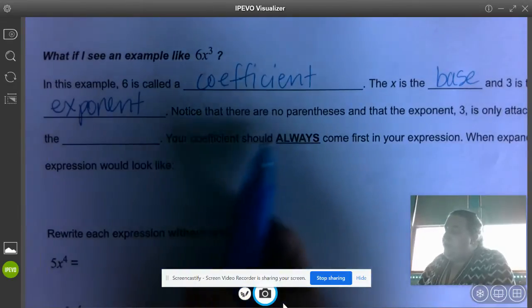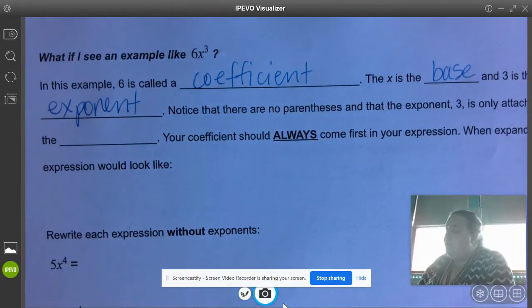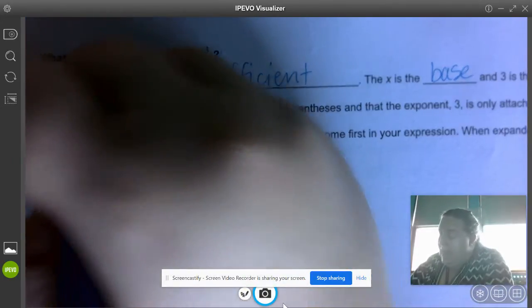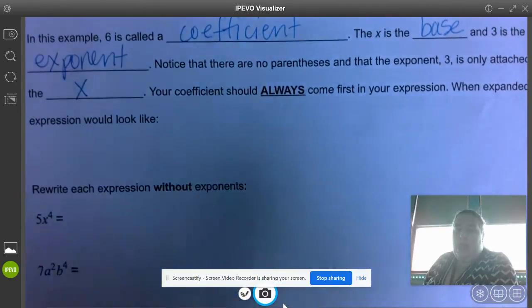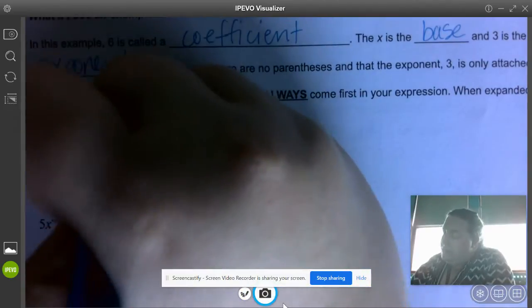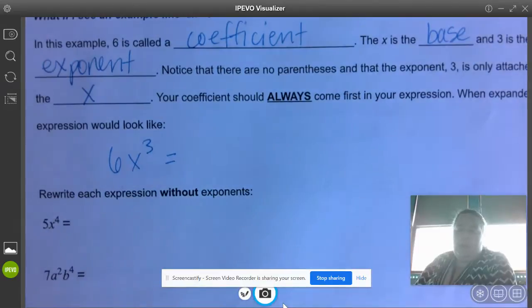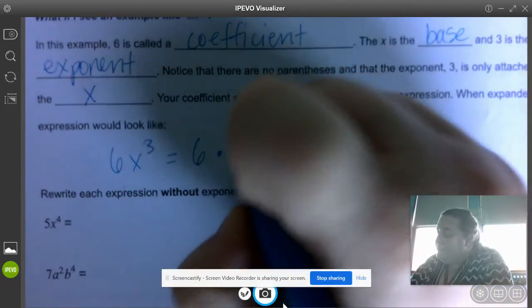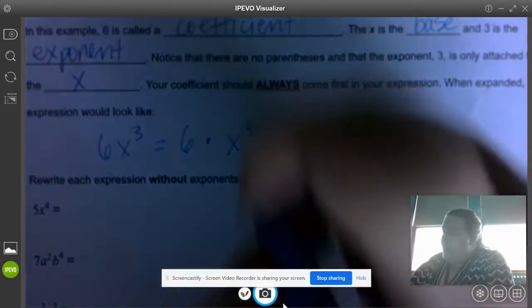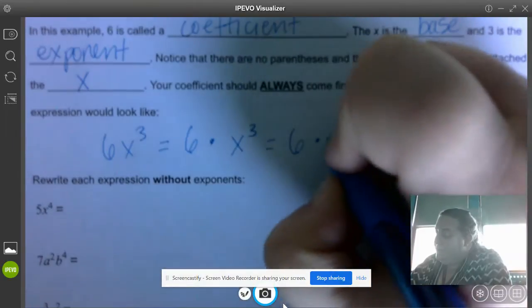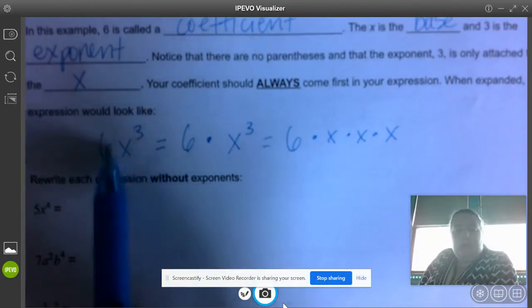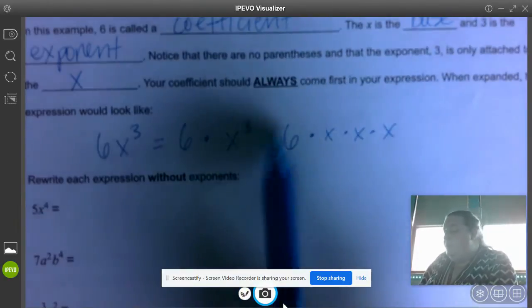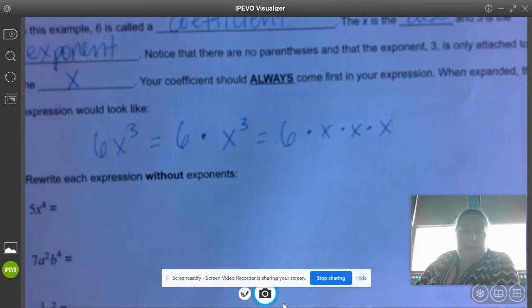Okay? So notice that there are no parentheses and that the exponent 3 is only attached to the x. If there were parentheses, that would change things, but there aren't. So it's only attached to x. So if I was to rewrite this, 6x to the third is saying 6 times x to the third. And in full expanded form, that would be 6 times x times x times x. That's what this expression is saying. So the number 6 is multiplied by whatever the value of x is 3 times.